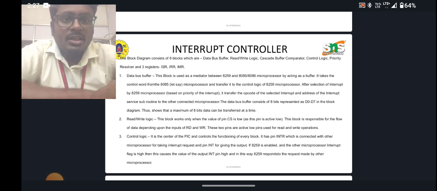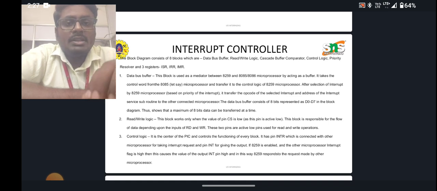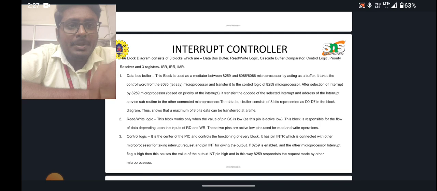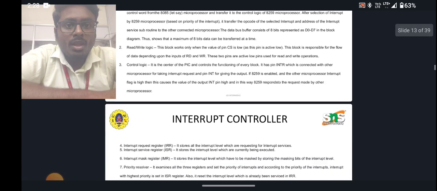Control logic. It is the center of the programmable interrupt controller and controls the functioning of every block. It has pin INTR, which is connected with the microprocessor for taking interrupt requests, and pin INT for giving the output. If 8259 is enabled and the microprocessor input flag is high, then this causes the value of the output interrupt pin to go high, and this way 8259 responds to the request made by the microprocessor.